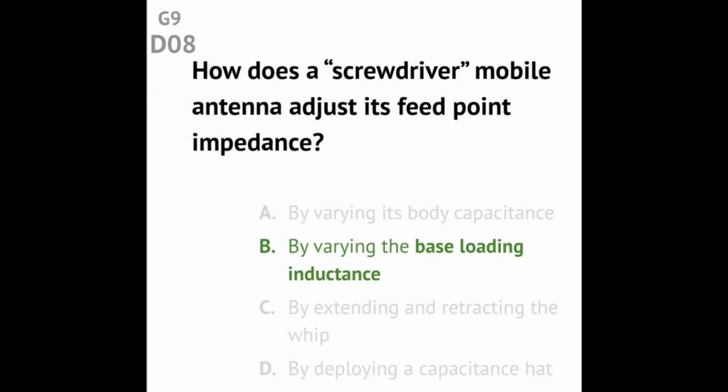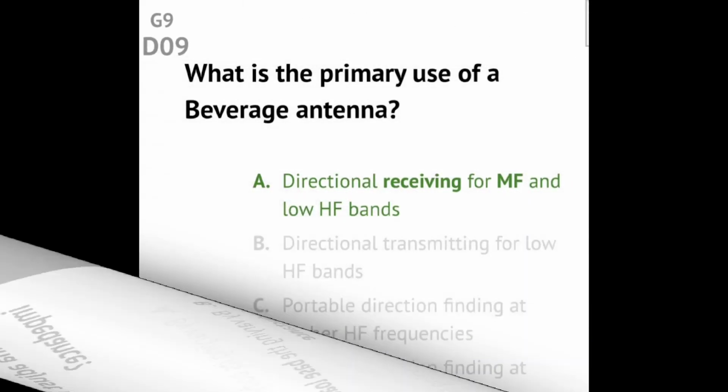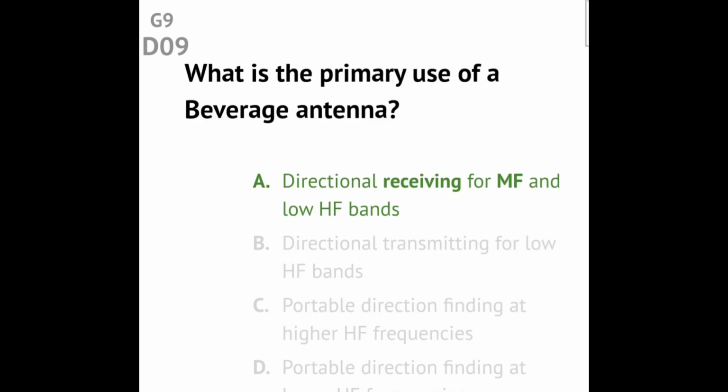Question G9D08. How does a screwdriver mobile antenna adjust its feed point impedance? Answer: by varying the base loading inductance. Question G9D09. What is the primary use of a Beverage antenna? Answer: directional receiving for MF and low HF bands.